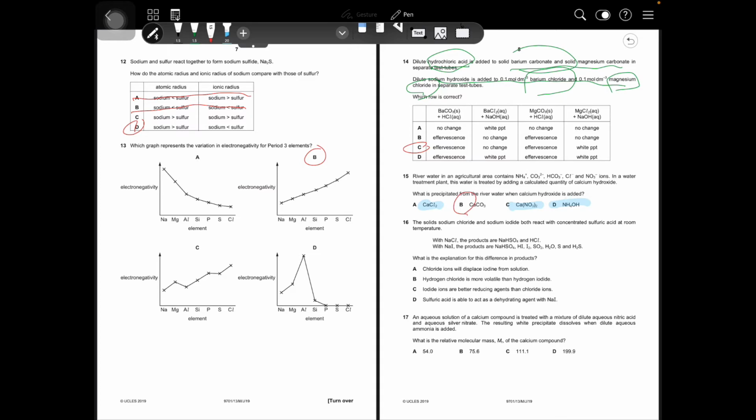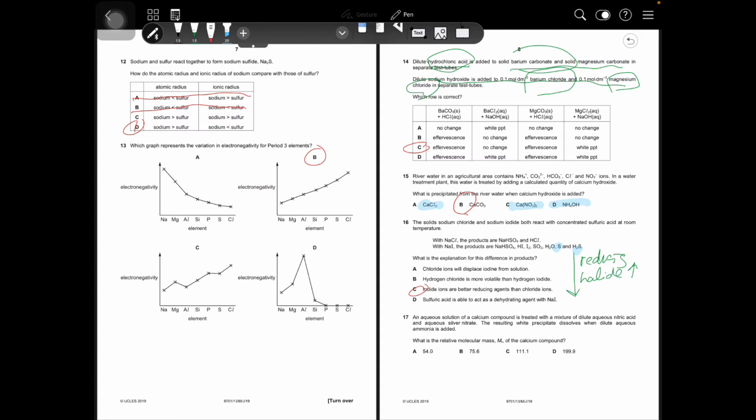So solid sodium chloride and sodium iodide both react with concentrated sulfuric acid. So as an explanation for this difference in product, as we know from the group 17 trend, the reducing capability of the halide increases down the group, which means iodide ion is a better reducing agent than chloride ion. So since iodide ion is better at reducing other substances, hence the sulfuric acid is further reduced into hydrogen sulfide. So the answer is C.